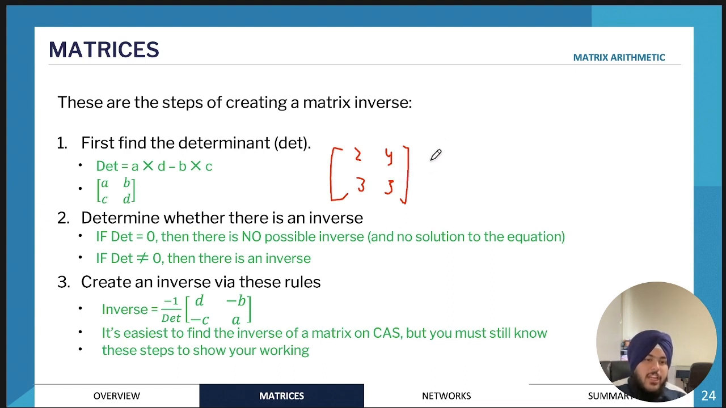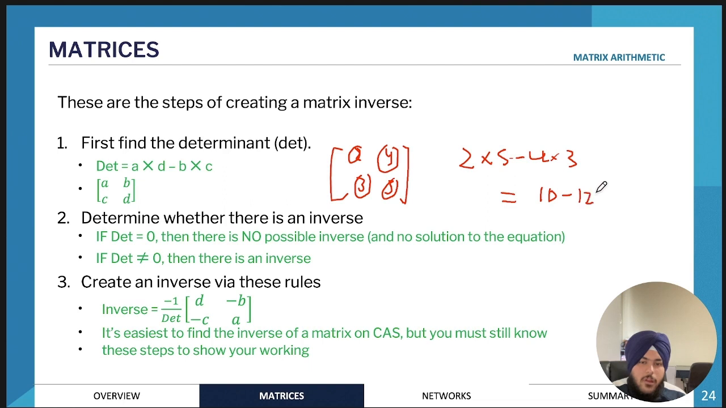So once you've done that, then you can use the formula. The determinant is just A times D, so 2 times 5, minus B, which is 4, times 3. So in this case, the determinant is going to be 2 times 5 minus 4 times 3. So that will be 10 minus 12, which equals negative 2.